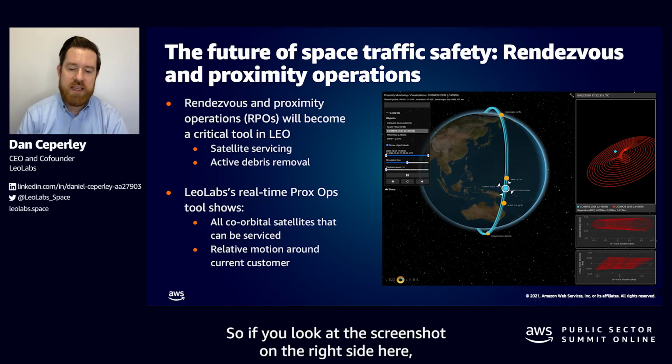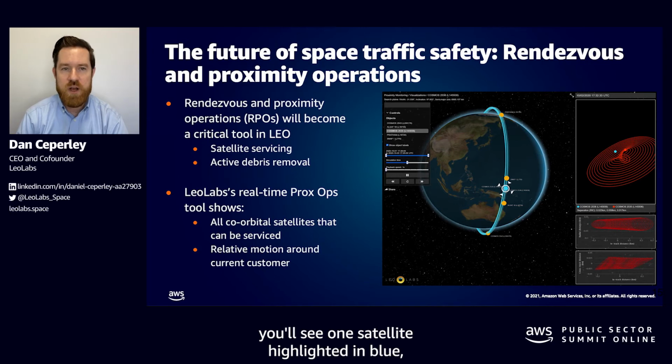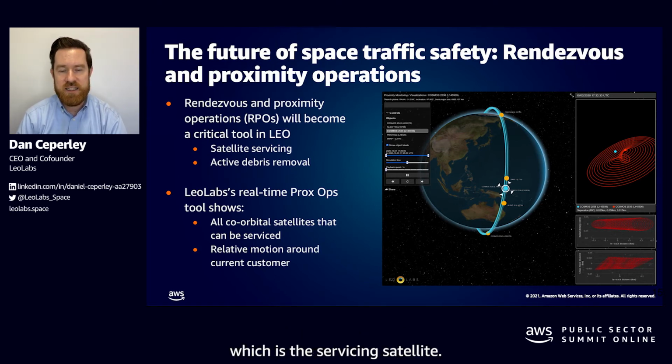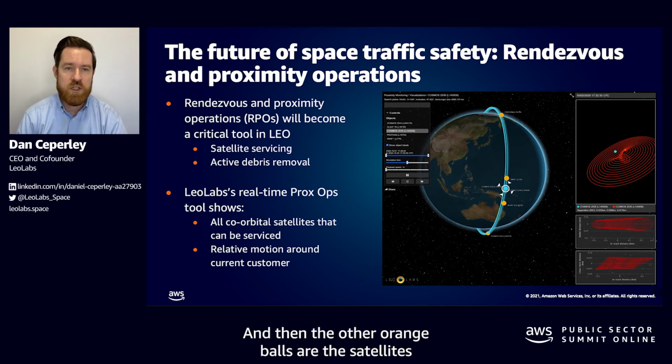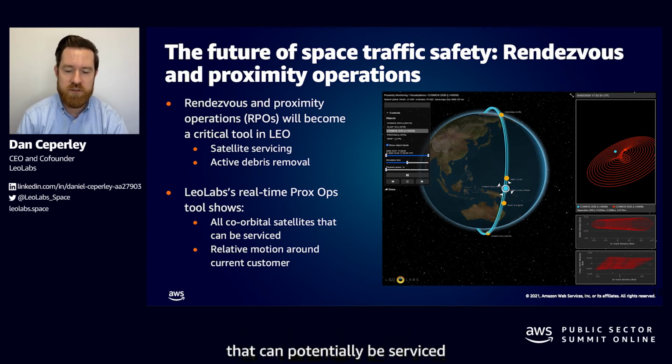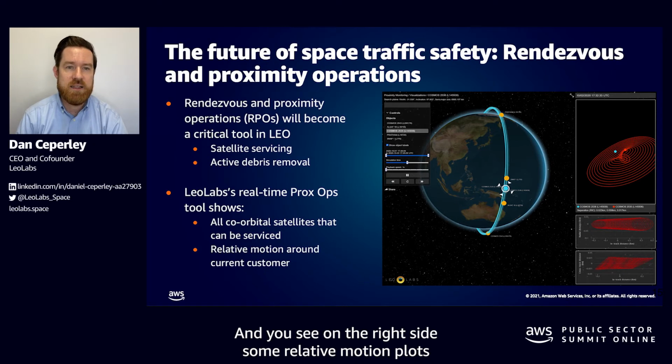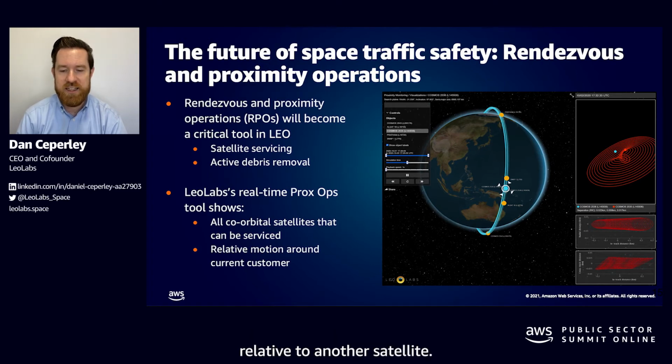So if you look at the screenshot on the right side here, you'll see one satellite highlighted in blue, which is the servicing satellite. In the future, it will be the servicing satellite we're talking about. And then the other orange balls are the satellites that can potentially be serviced by this particular satellite. So the satellite will be able to move and drift over to another satellite to eventually dock with that satellite. And you see on the right side some relative motion plots. It basically shows how this one satellite is orbiting relative to another satellite.